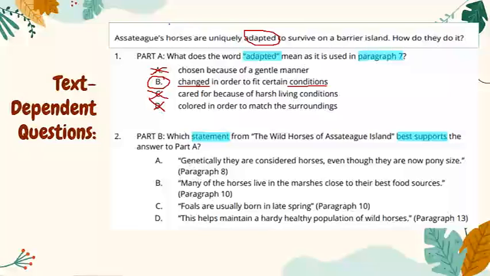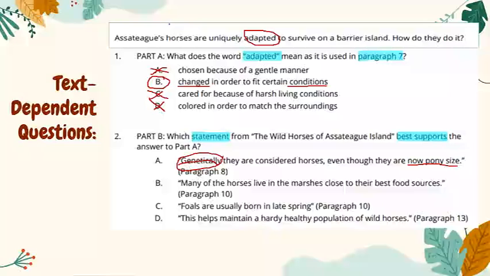So genetically, we're thinking about adaptation, guys. Genetically, they are considered horses even though they are now pony size. So their size has genetically changed. I'll have to consider A for sure.